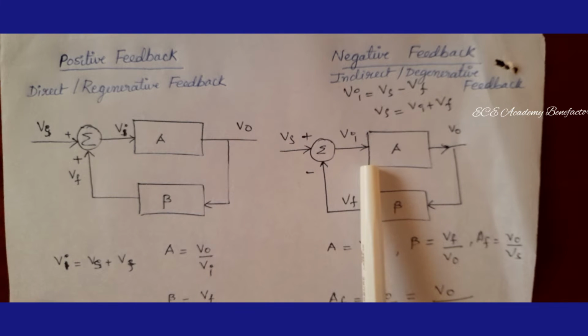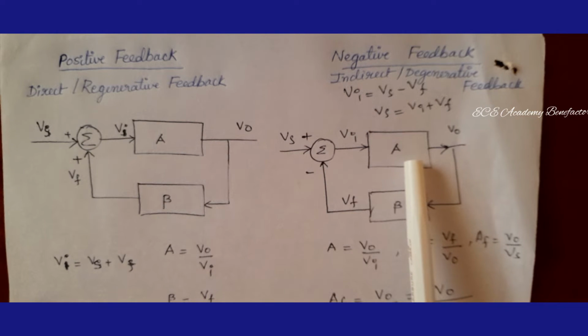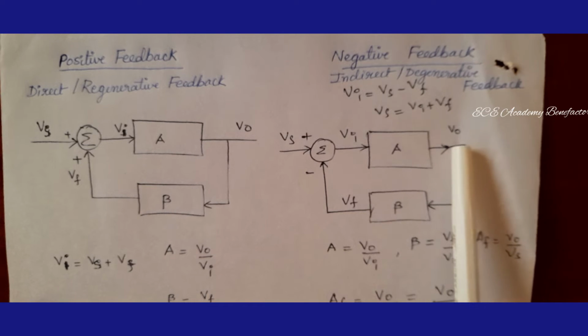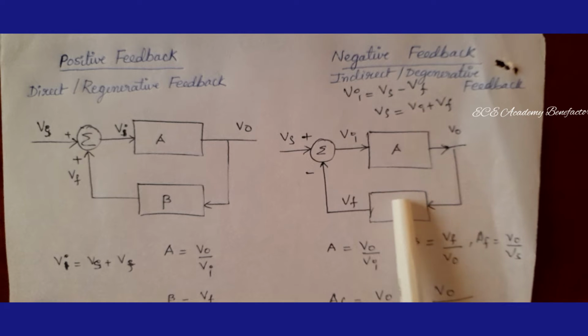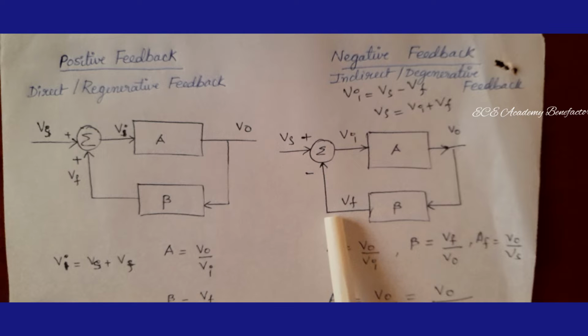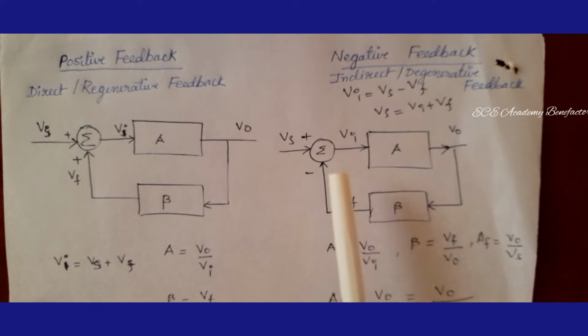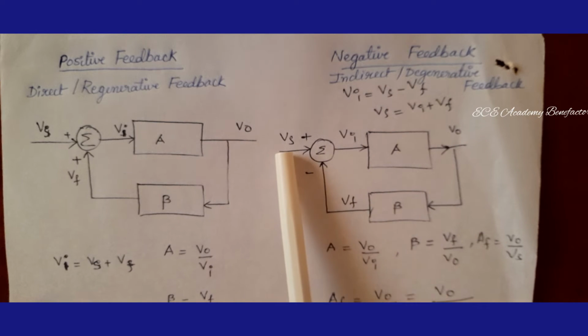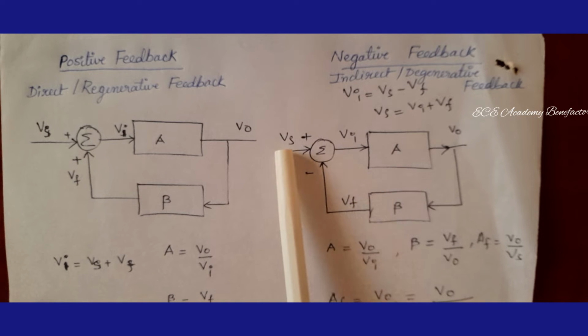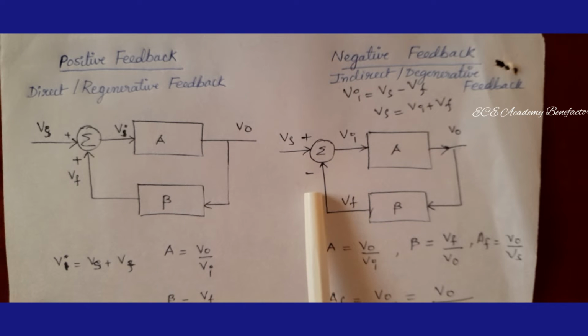Coming to negative feedback, an amplifier of gain A, feedback network of ratio beta. V naught is the output voltage. This feedback network is taking a fraction of output voltage and giving it back to the input. When the feedback signal is in opposite phase to the source signal, it is known as negative feedback. The feedback signal and source signal are in opposite phase, so they are shown by plus and minus. Feedback signal is in minus.